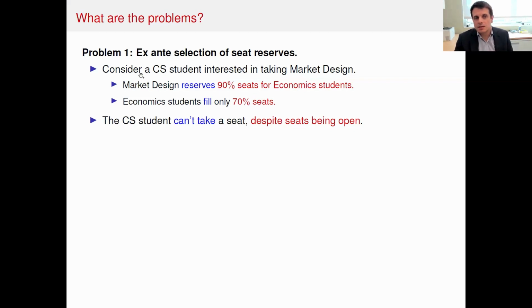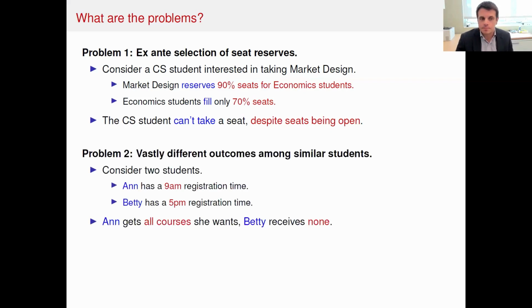So for example, let's consider a computer science student who is interested in market design, but market design typically at Carnegie Mellon reserves 90% of seats for economics students. Well, in some bad years, maybe economics students can fill only 70% of this. In this case, some computer science students want to take the course but cannot, despite seats being open. So either you don't allocate it, which is a waste, or you need to allocate during that centralized process.